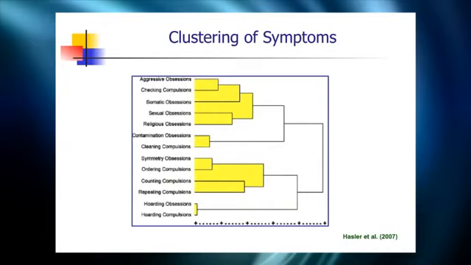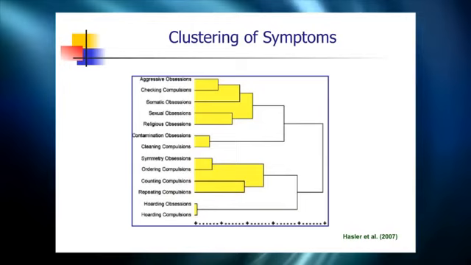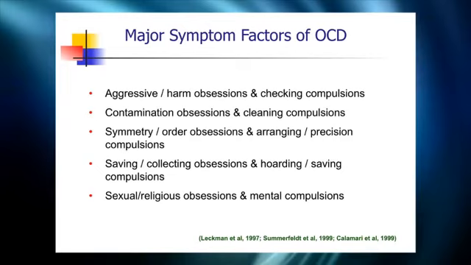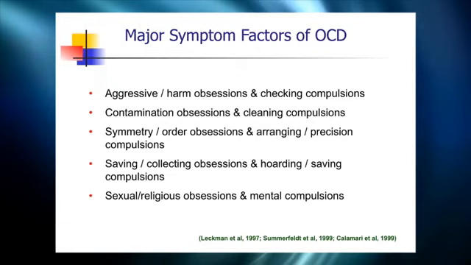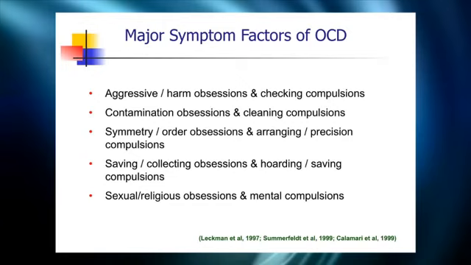And they typically cluster into 3 or 4 groups, as you tend to see. Here is one example, and here are some of the other examples that have come up. Typically, there's an aggressive, harm-related factor, a contamination factor, then a symmetry factor that goes along with ordering or arranging. And every study has identified some kind of a hoarding factor. And then you also see sexual or religious obsessions and mental compulsions.